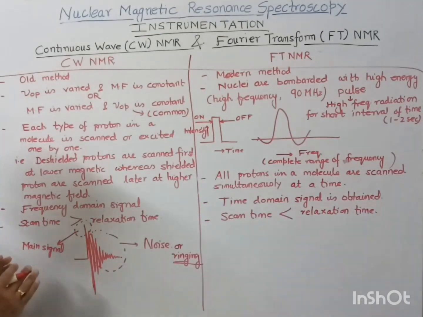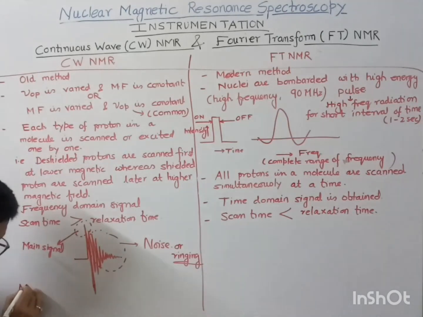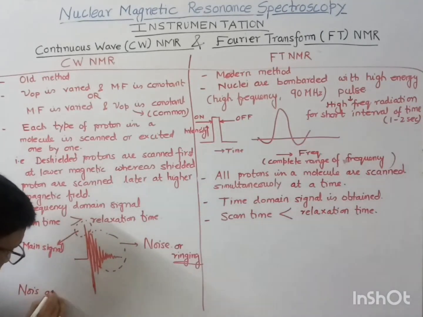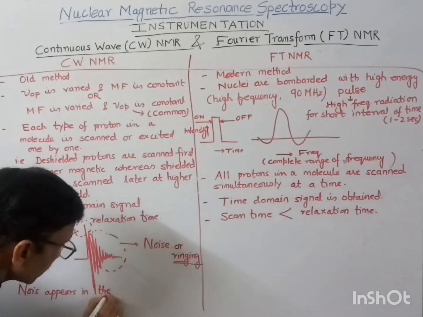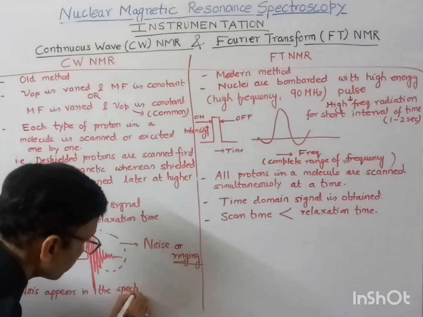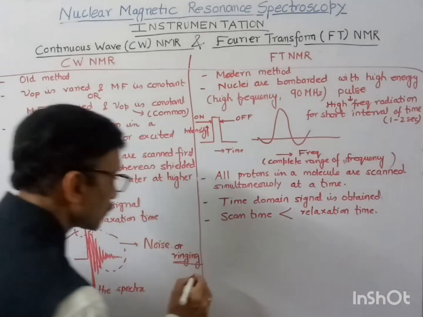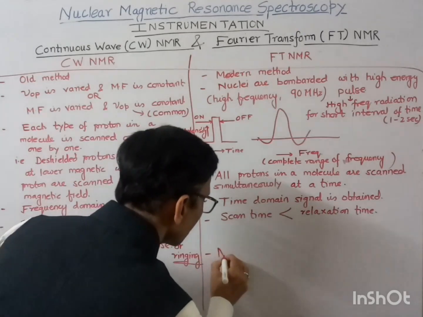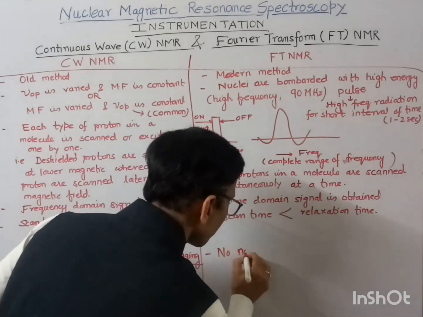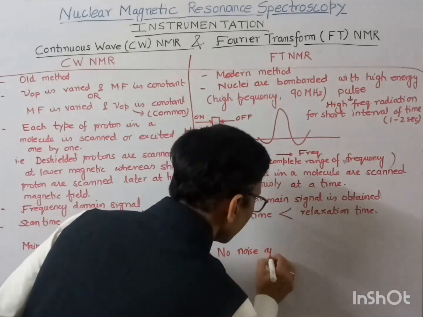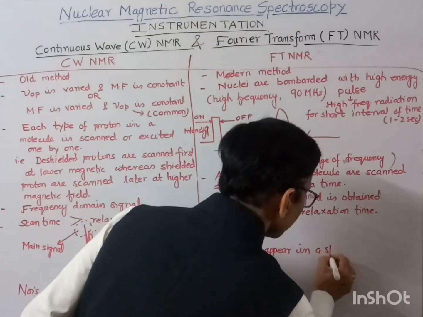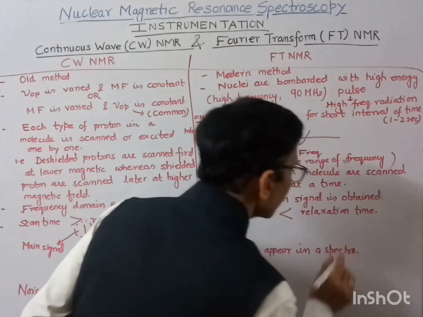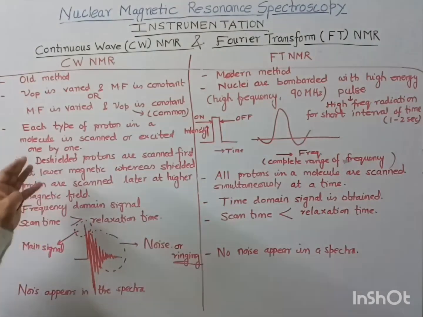So in this way we will not observe such type of noise in FT-NMR. Here in CW we are getting the noise. Noise appears in the signal, in the spectrum. Here in FT-NMR no noise appears in the spectra. So these are a few differences.